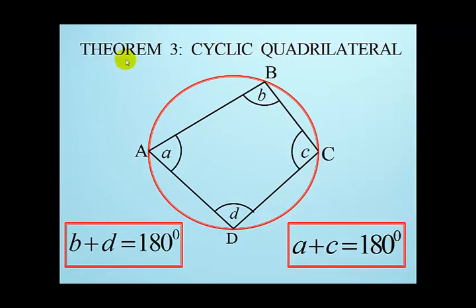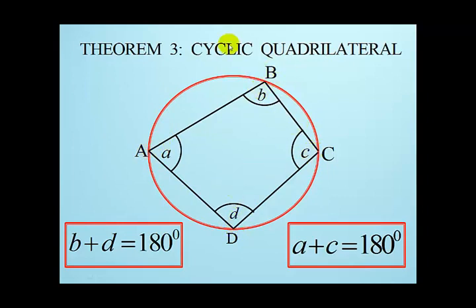Now theorem 3. Cyclic quadrilateral. That's a quadrilateral in a circle. So A, B, C, D is a quadrilateral, and a quadrilateral is a four-sided figure. So we have A, B, C, D to be our quadrilateral in the circle.